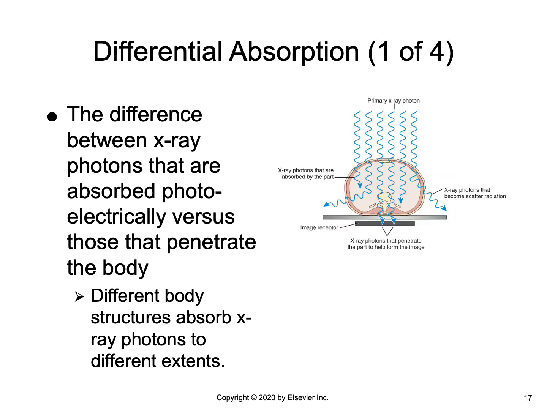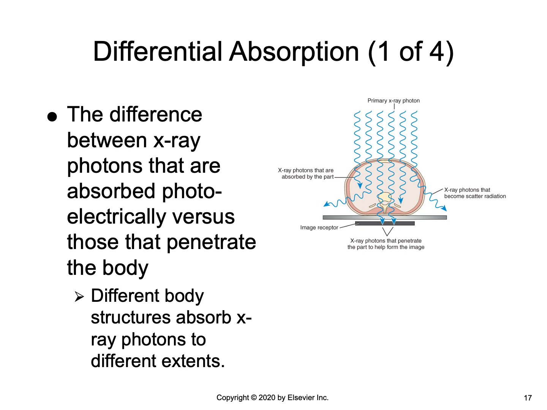Differential absorption is the difference between the X-ray photons that are absorbed photoelectrically versus those that penetrate the body. It is called differential because different body structures absorb X-ray photons to different extents. Anatomic structures such as bone are denser and absorb more X-ray photons than structures filled with air, such as the lungs. Shown in figure 7.7 here, we can see differential absorption.